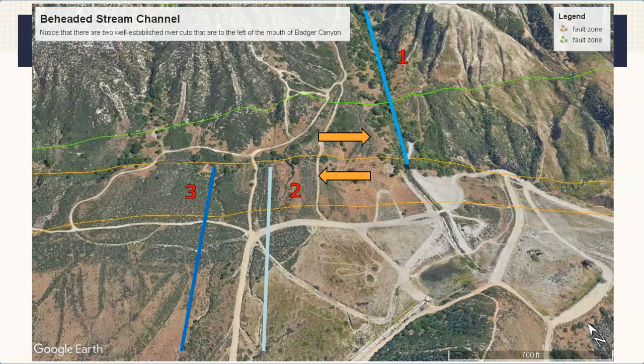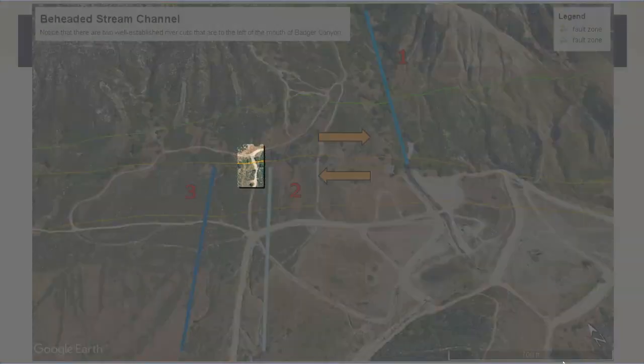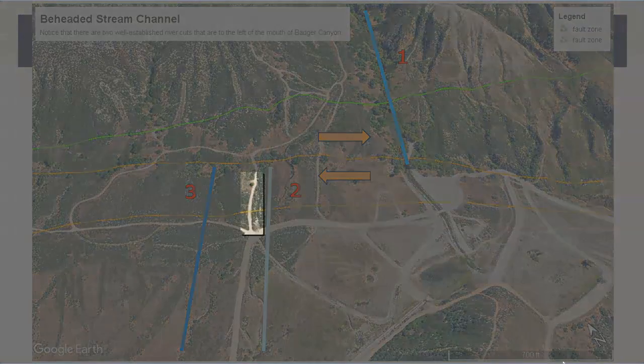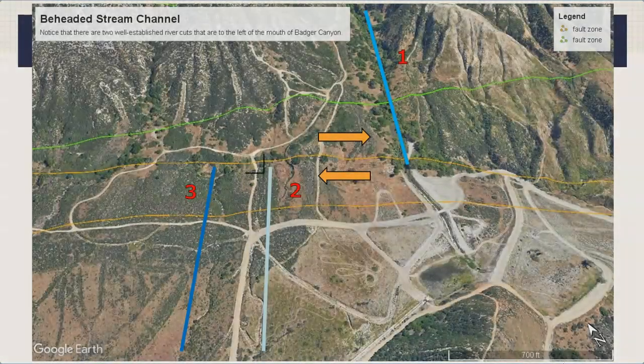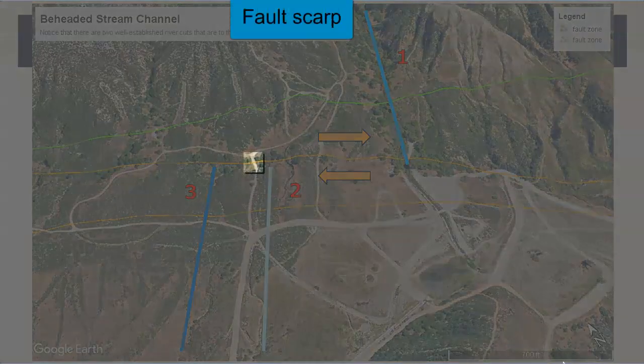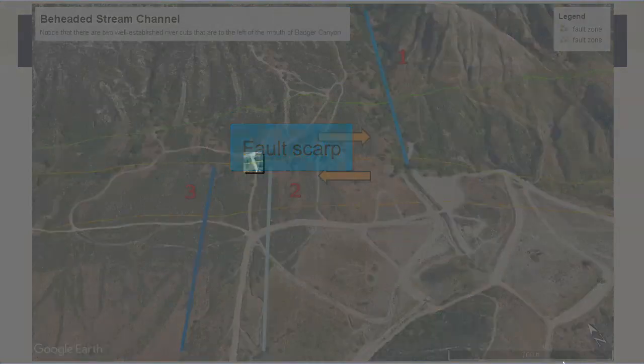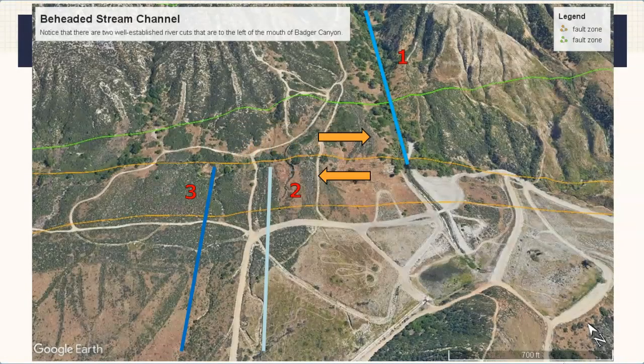One more line of evidence I want to show you can be seen on this trail. You can't really see it in this image, but if you were hiking out there, you would notice that it is a rather gradual incline to the fault, and then suddenly it gets steep right near the fault. This steep section is called a fault scarp, and it was probably created the last time this area ruptured in 1812.